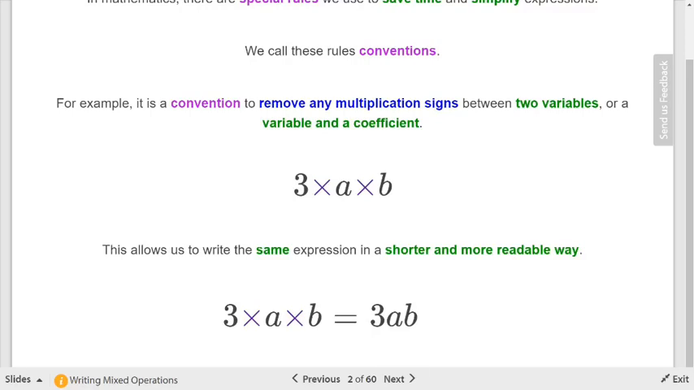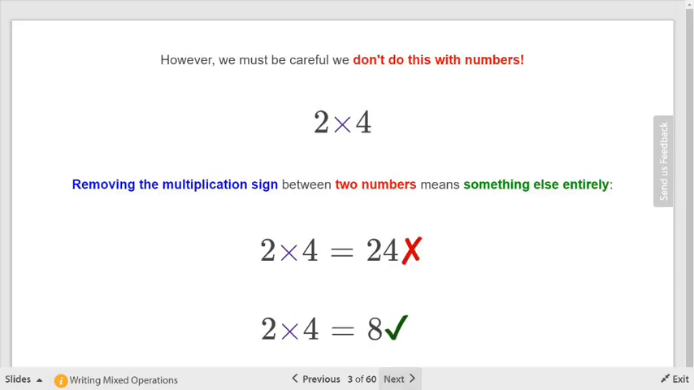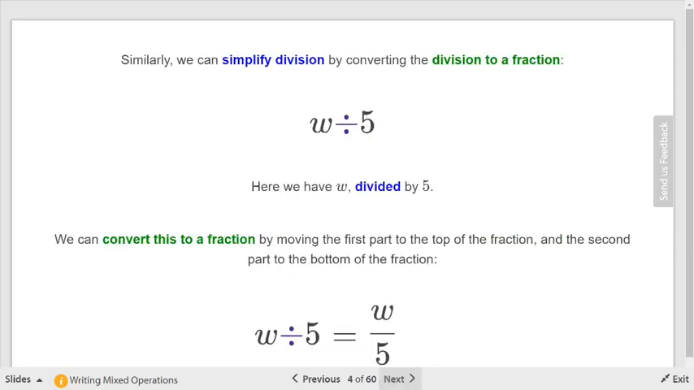But remember, we also showed an example of this. Can I do the same thing with numbers? Is 2 times 4 the same thing as 24? No, you cannot do it with numbers. And what are the numbers called? Do we remember the word for numbers? They're called constants. So you cannot do it with constants. Might as well use the language, right? You can't do it with constants, but you can do it with variables. Excellent. Good job.